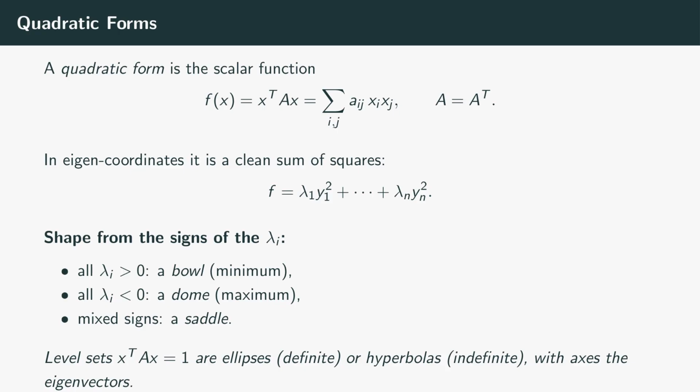Once it is a sum of squares, the shape is dictated entirely by the signs of the eigenvalues. If every eigenvalue is positive, the surface is an upward bowl with a minimum at the origin. That's the positive definite case. If every eigenvalue is negative, it is a downward dome with a maximum. And if the eigenvalues have mixed signs, you get a saddle, curving up in some directions and down in others. The level sets, where the form equals 1, are ellipses when the matrix is definite and hyperbolas when it is indefinite, and in both cases their axes point along the eigenvectors. The eigenvalues are the curvatures. The eigenvectors are the axes.